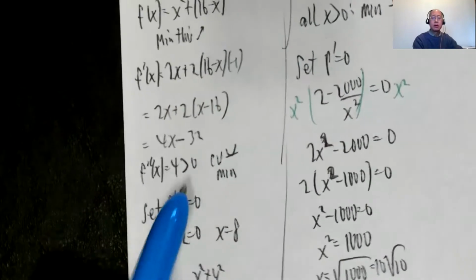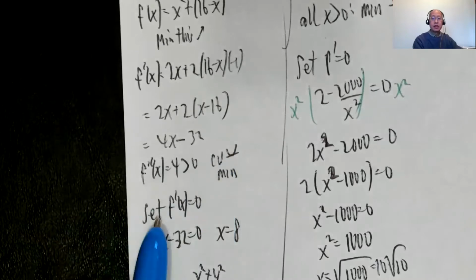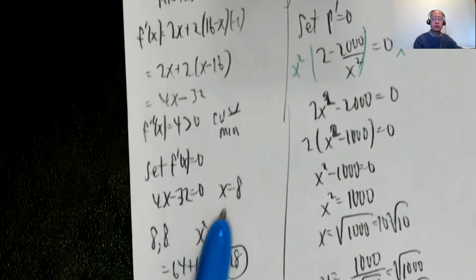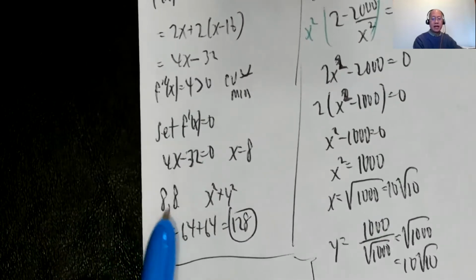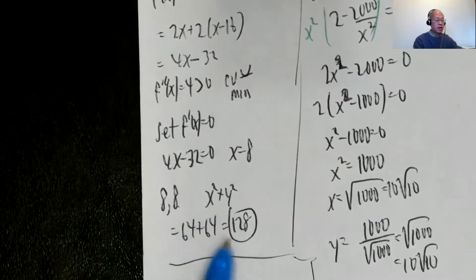That's greater than 0, which means on a graph, we would have a concave up situation, which means we have a minimum. Set f prime of x equal to 0. 4x minus 32 is 0. X equals 8. So the numbers are 8 and 8. So the sum of the squares of this is 128, the minimum amount.